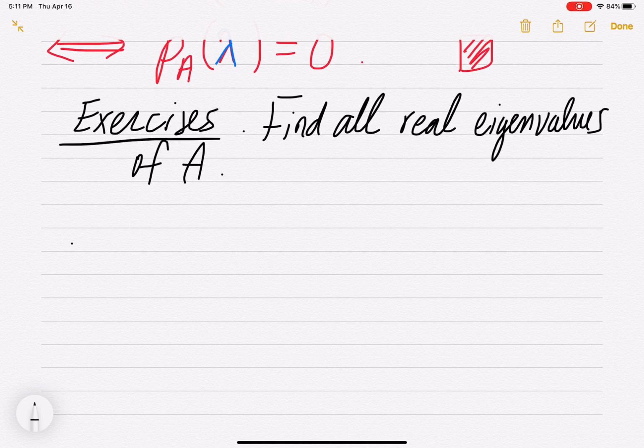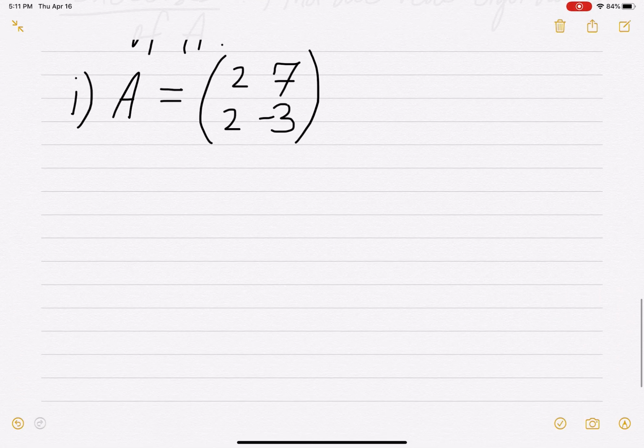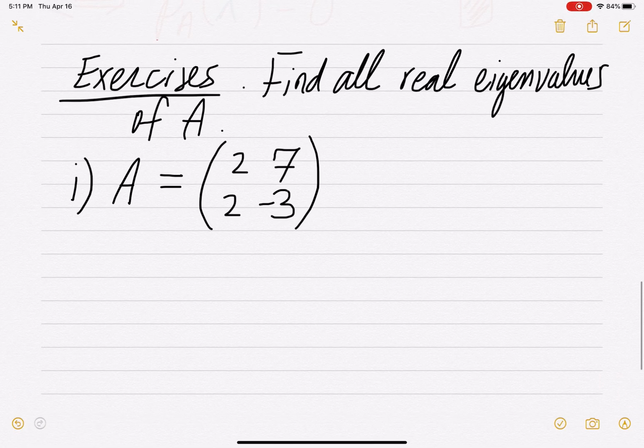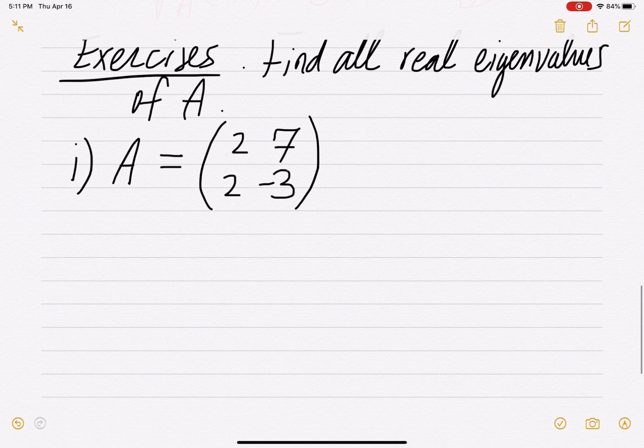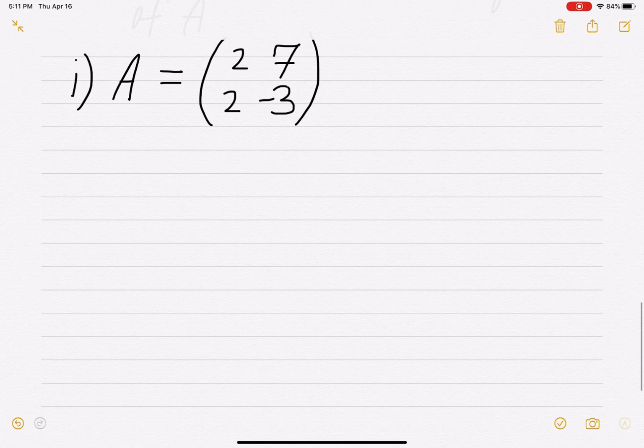All right, so number 1. Here's our first matrix. 2, 2, 7, negative 3. So we have to deal with square matrices. Always it's going to be square matrices when you're talking about eigenvalues, eigenvectors. So we're not going to find any eigenvectors. We already found those last time. We know how to find eigenvectors. But eigenvalues, this is the thing we're going to learn today.